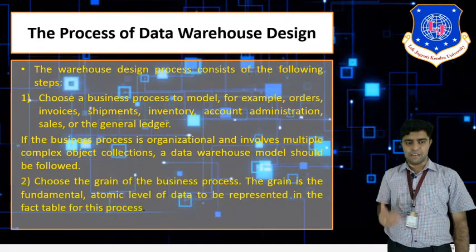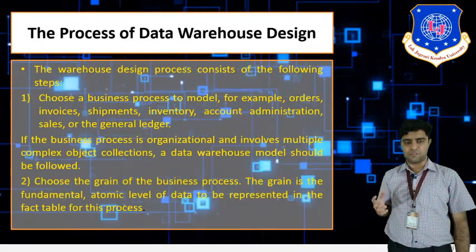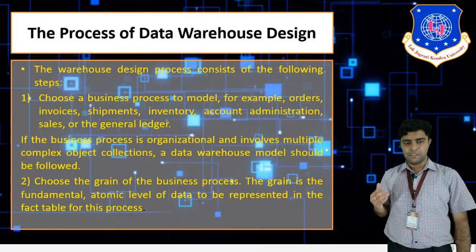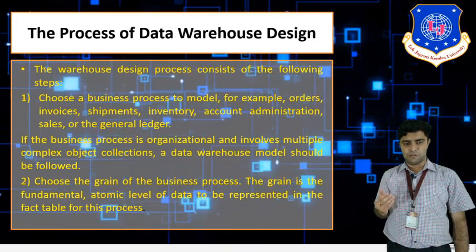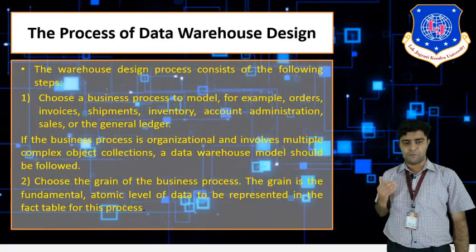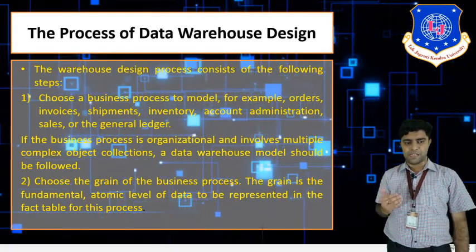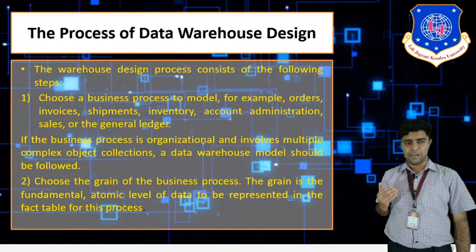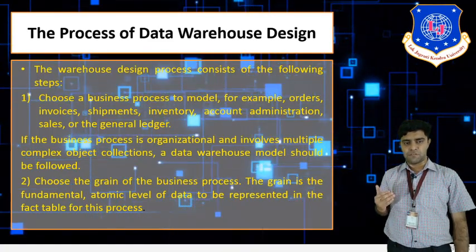In the second step, choose the grain of the business process. After that we select one piece of the business process. Grain is the fundamental, atomic level of data that will be represented in the fact table for this process. The fact table is the main table in data warehouse design.